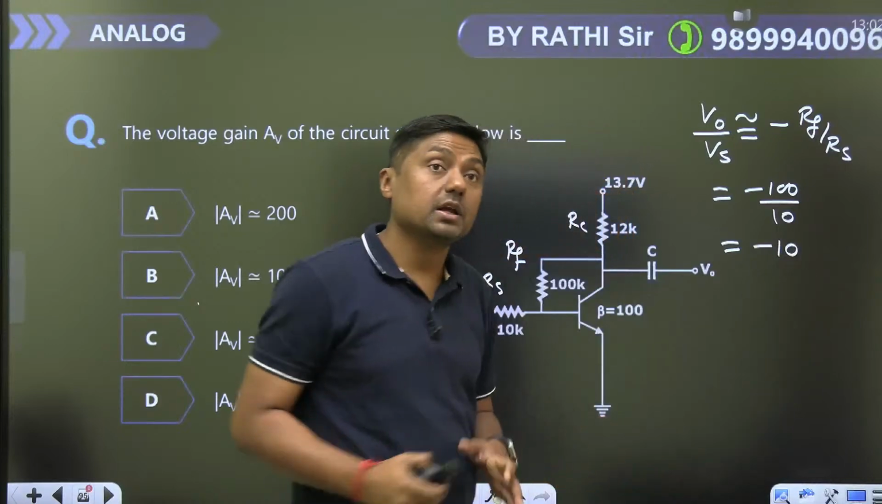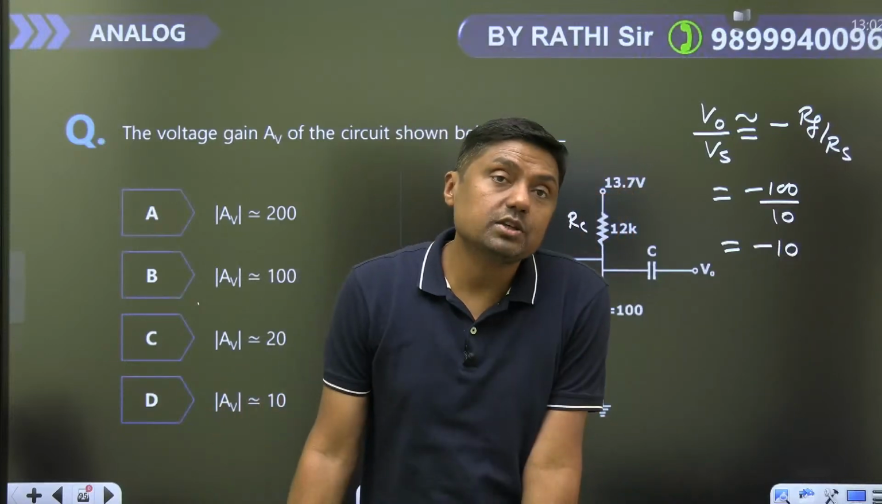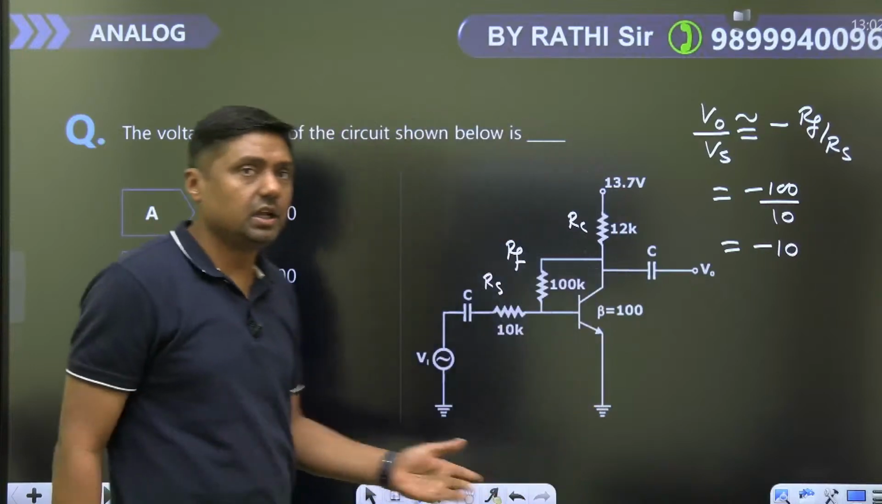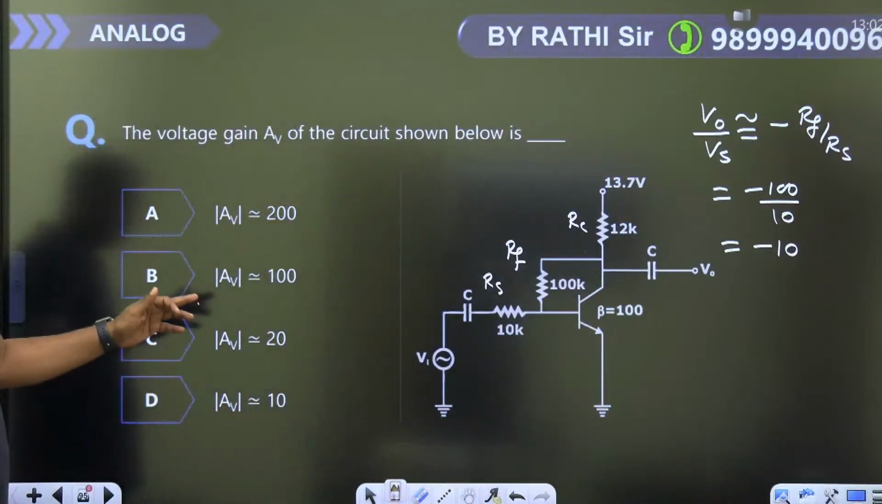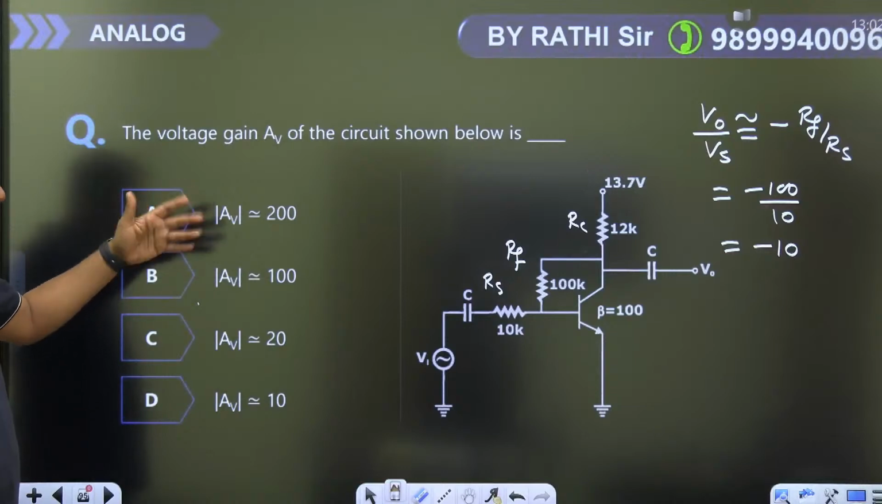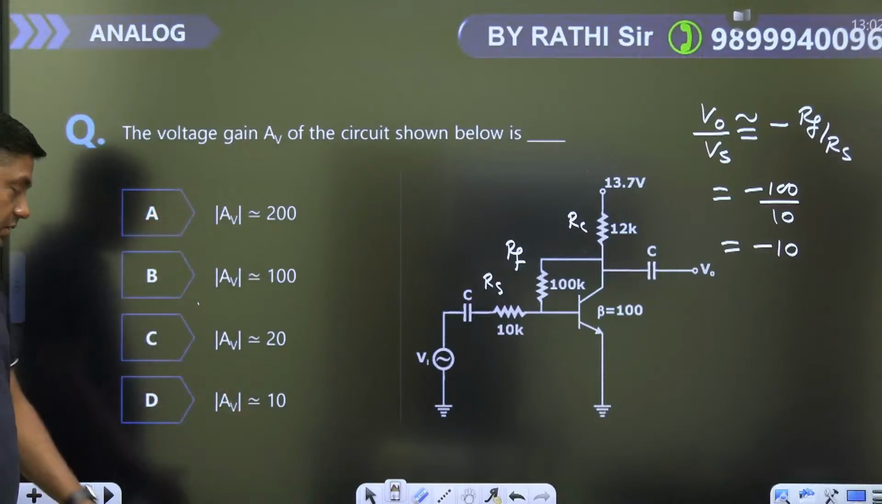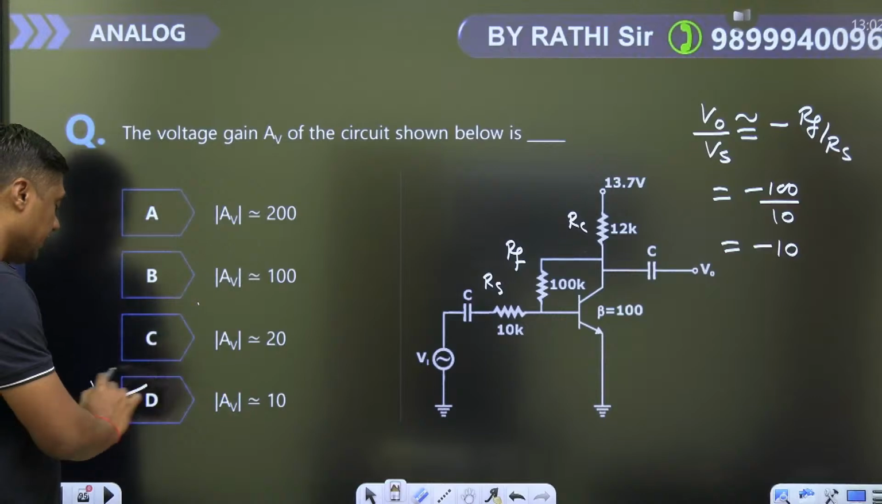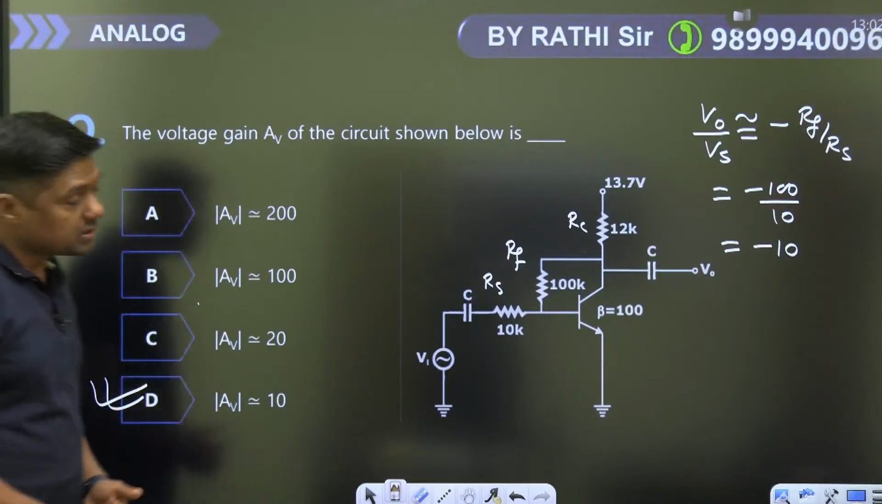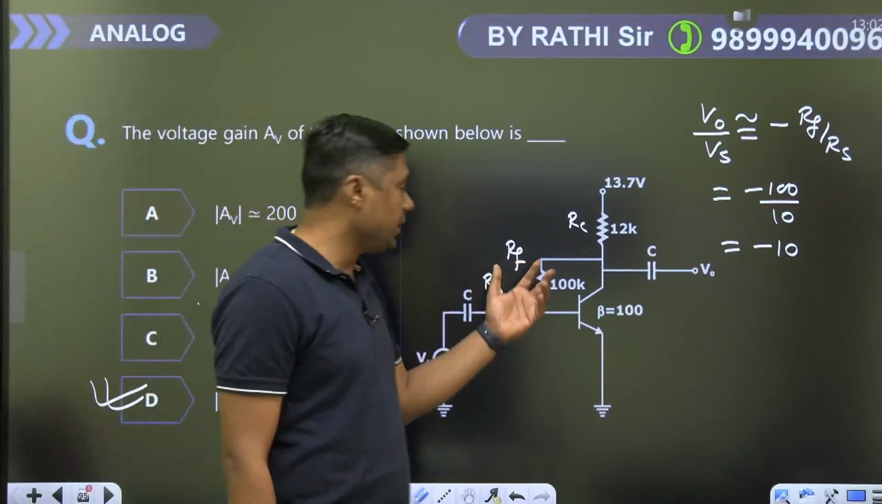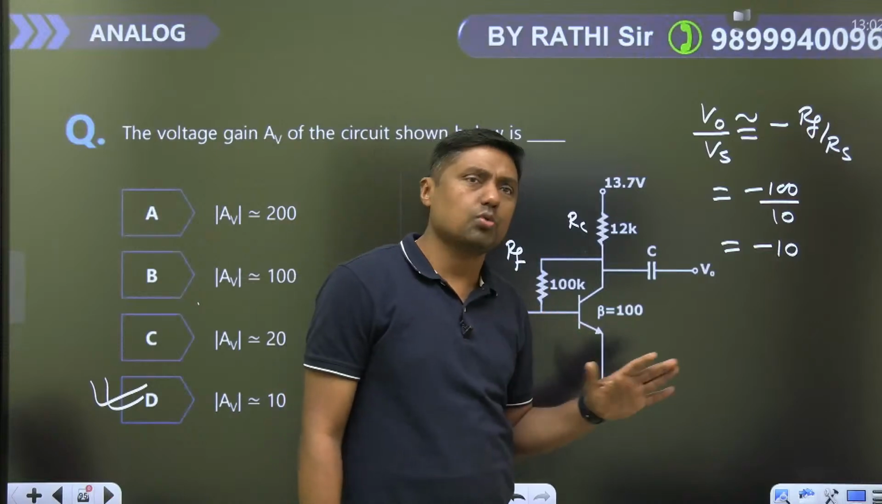Approximated answer is minus 10. And it is overestimated, means the actual answer is slightly less than that. But here 20, 100, 200, not possible. It is actually less than 10. But what is the approximated gain? 10, D. Straightforward. This is the question from the electrical branch. RF by RS. No need to apply the model and so on.